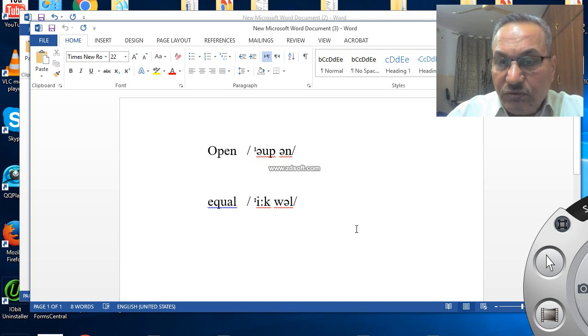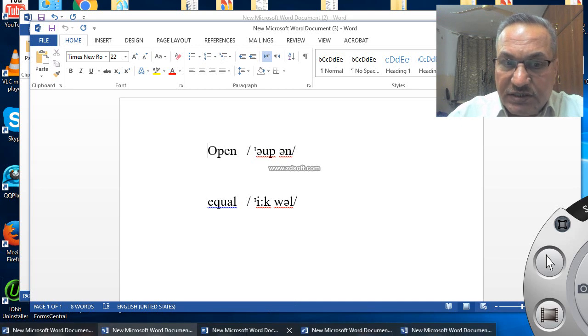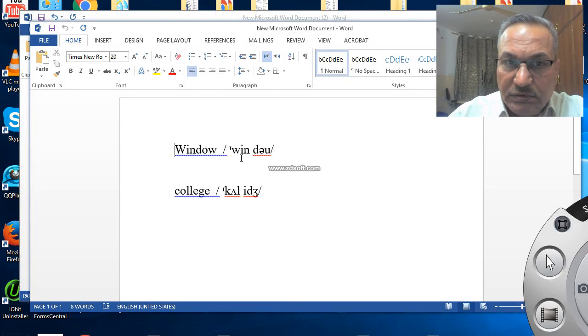Good. Go to nouns. In English, nouns tend to be stressed at the beginning. So if the word is a noun and it contains two syllables, the first syllable is stressed. Look at this example. Look, window. This is a noun. Window contains two syllables, win and do. Because it is a noun, the first syllable is stressed. And college. Also it contains two syllables, col and edge. Because it is a noun, college, the first syllable is stressed.